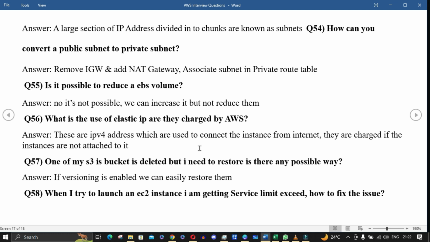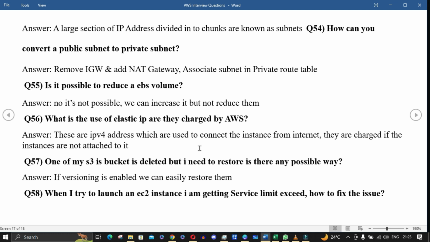Question number 55. Is it possible to reduce EBS volumes? No, it's not possible. We can increase, but not reduce them. Question number 56. What is the use of elastic IP? Are they charged by AWS? They are IPv4 addresses which are used to connect the instances from the internet. They are charged if the instances are not attached to them.